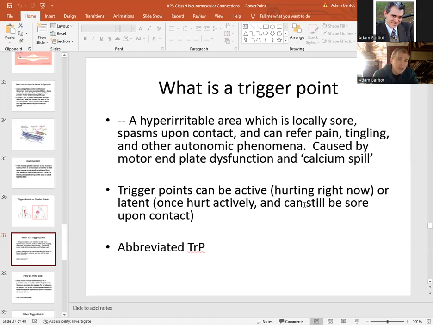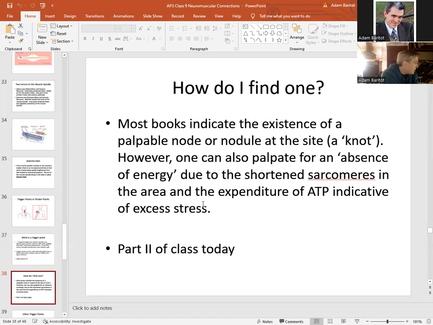Trigger points can be active, which means they're hurting right now, or they can be latent. They might have once hurt, they don't hurt anymore, but they can still affect the muscle and its contraction ability. Trigger point is abbreviated TRP. If we were in class, I would teach you about how to find trigger points. Since we cannot do that palpation-wise, try and track me down when I'm on campus, or definitely take palpation classes. Perhaps one of our associates at the school will teach you about how to find them properly.